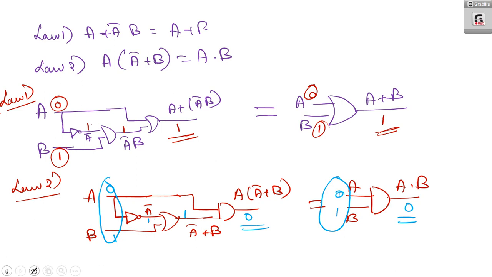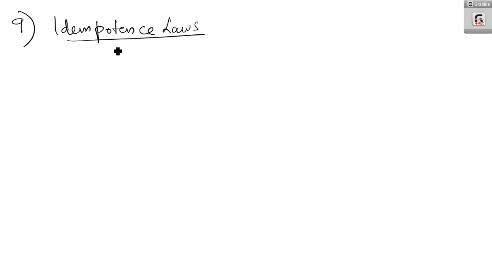Now coming to the ninth law. The ninth law is the idempotence law. There are only two laws. First one, law 1: A dot A is equal to A. Second one, law 2: A or A is also equal to A.